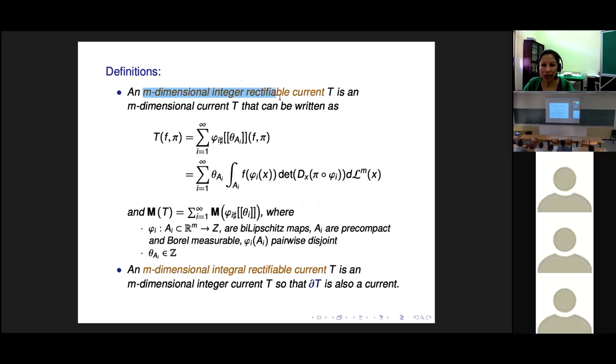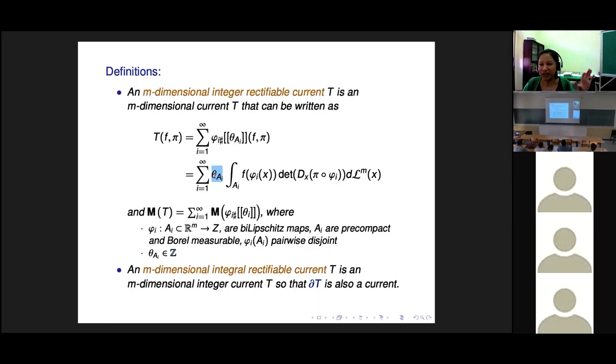An m-dimensional integer rectifiable current is simply adding up all these building blocks that I told you about. So it's a current that you can write as a sum of these building blocks. We know that these phi i's have to be Lipschitz functions, and actually one can make them bi-Lipschitz. For convenience, we require that the images are pairwise disjoint, but you don't need to have that. They are called integer because these weight functions that I was telling you about have to be integers. That's why I put them outside of the integral, because you can take them out if they are integers.